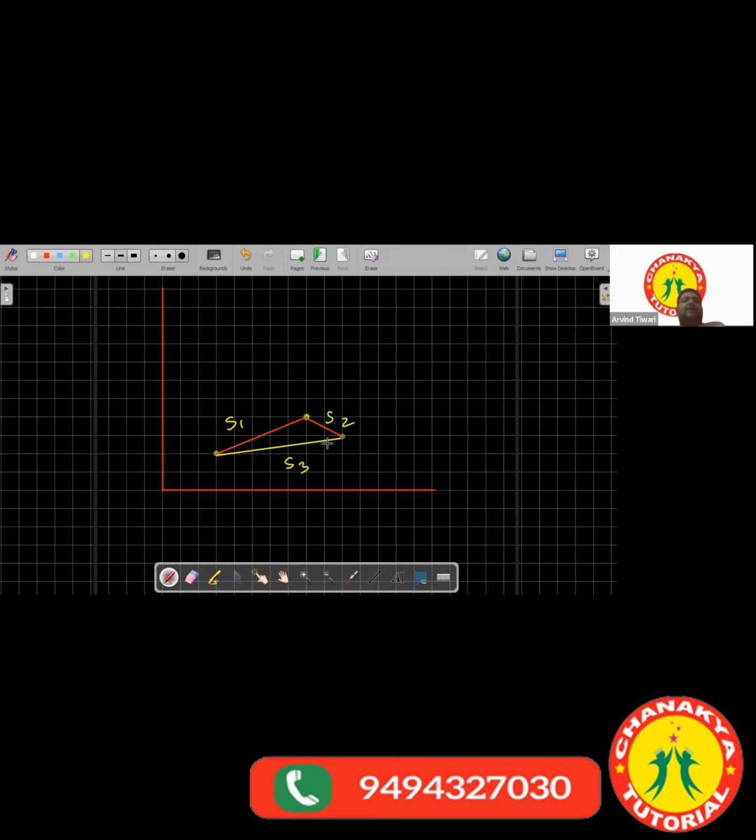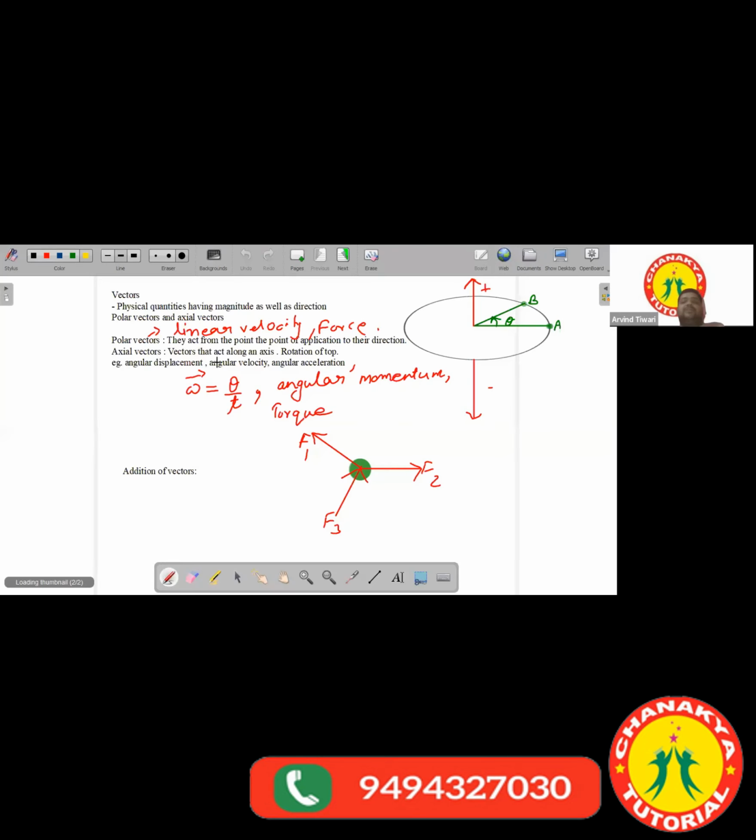So how can I find the net displacement if I know the initial two displacements? The answer is simply you have to add these two. S1 plus S2 should be equal to the final displacement S3. But do they obey this algebraically? Will I get S1 plus S2 equal to S3 algebraically? No, the answer is no. I cannot get that.